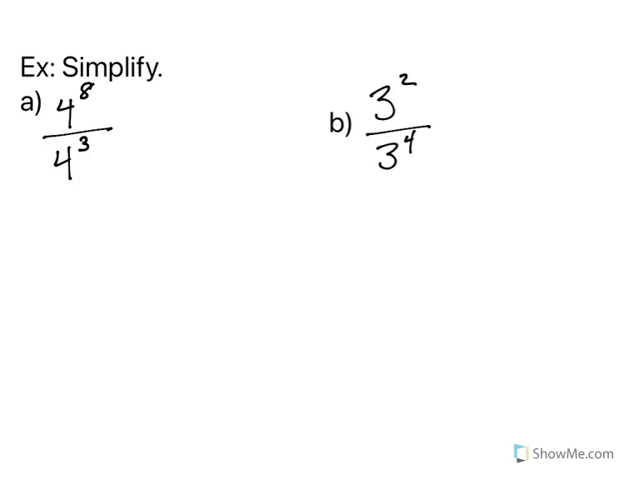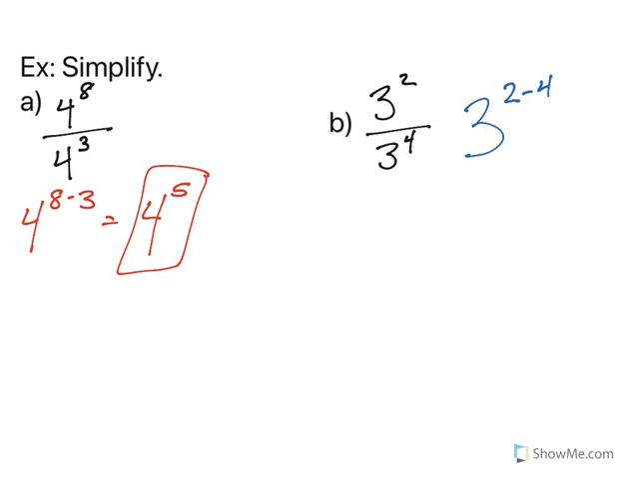All right, let's simplify some problems. I have 4 to the 8th over 4 to the 3rd. Well, 4 to the 8 minus 3 is the same as 4 to the 5th. And that's the idea, right? We just subtract the exponents. In letter B, I have 3 to the 2 minus 4, which is negative 2.